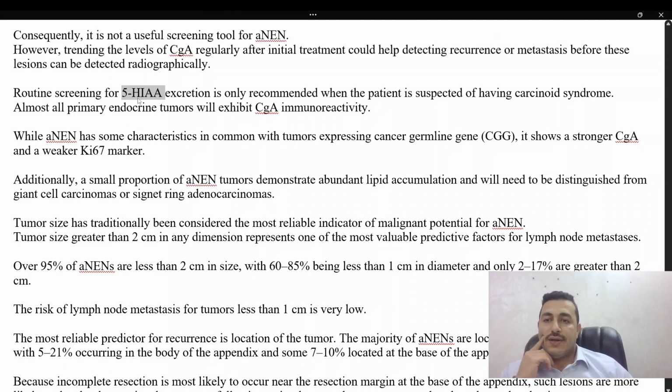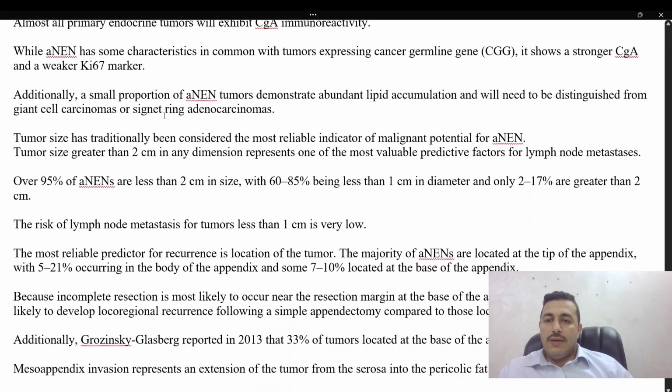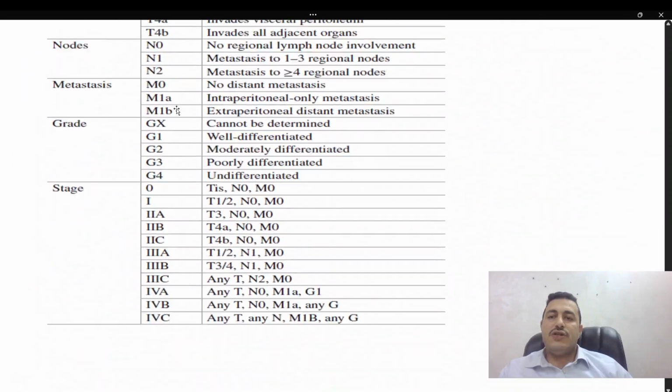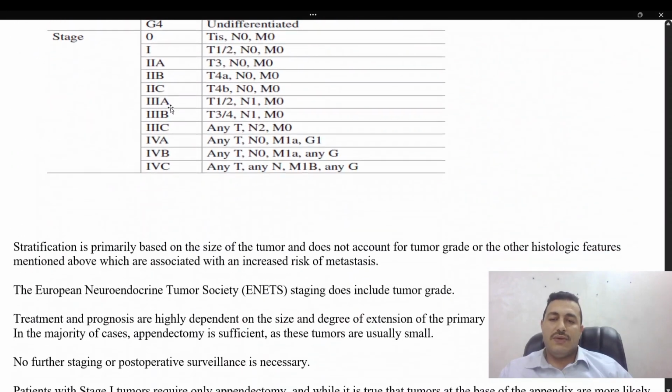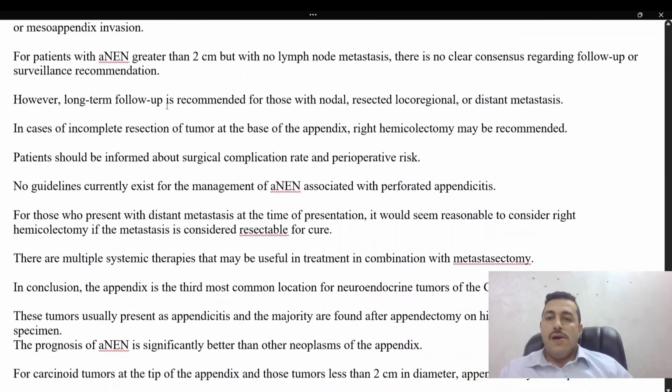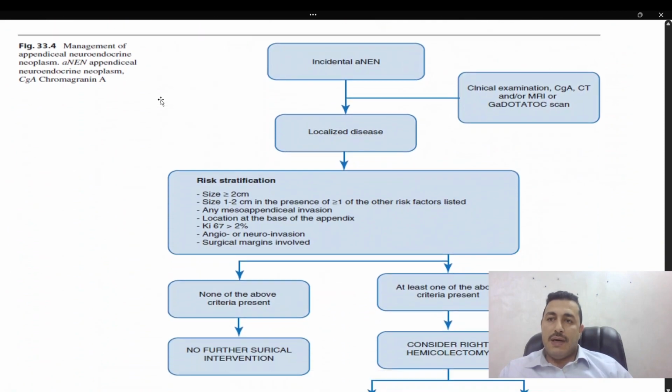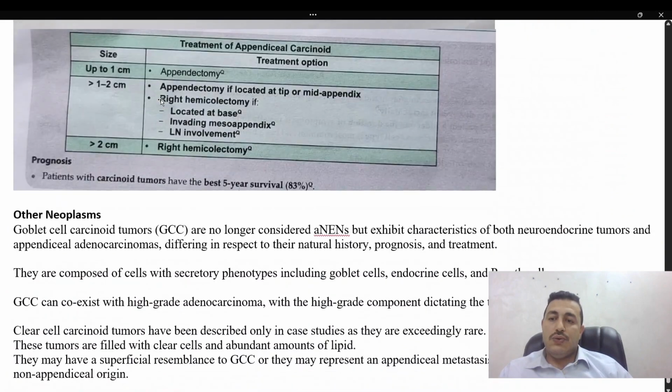5-HIAA, this is a urine test. It's actually useful when we have carcinoid syndrome, which is rare. Okay, what else? The staging is not that important, it doesn't guide our treatment actually. That's what about the carcinoid tumor.